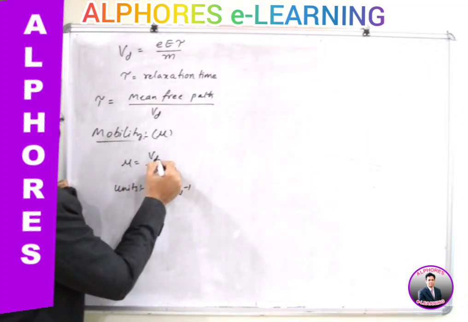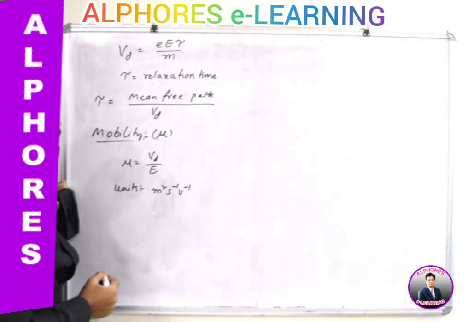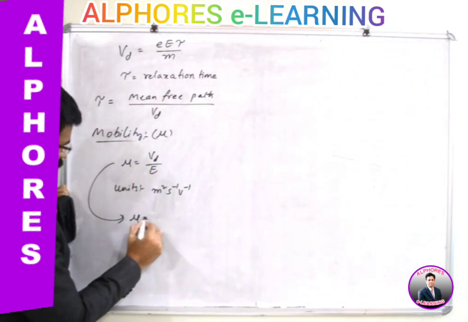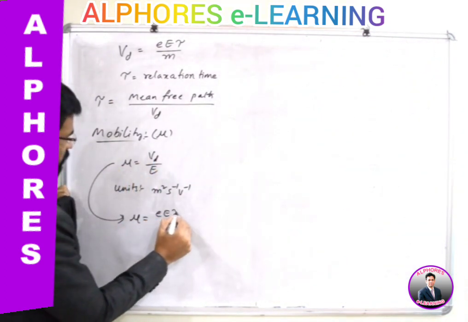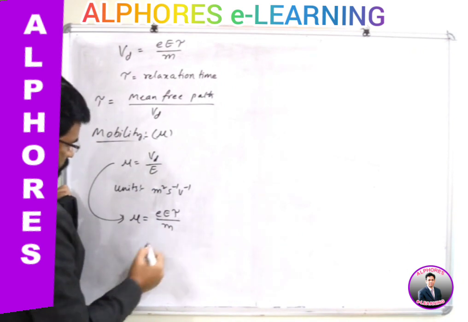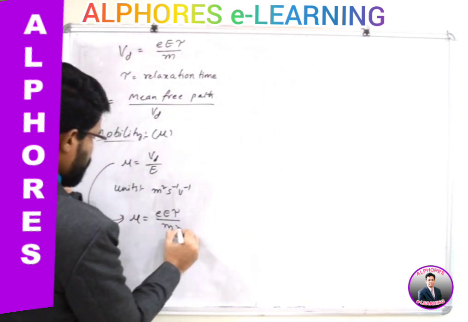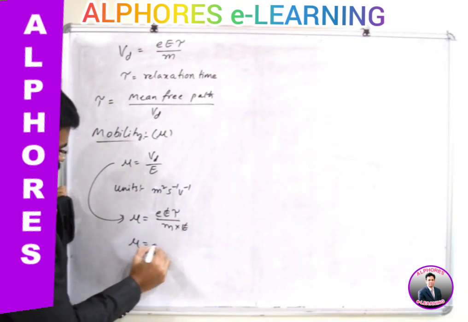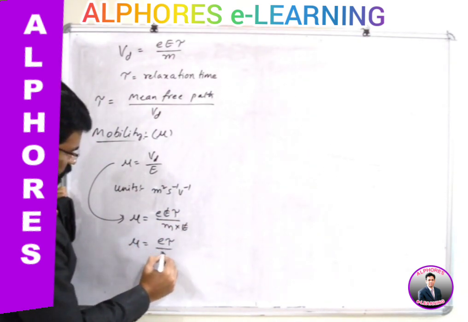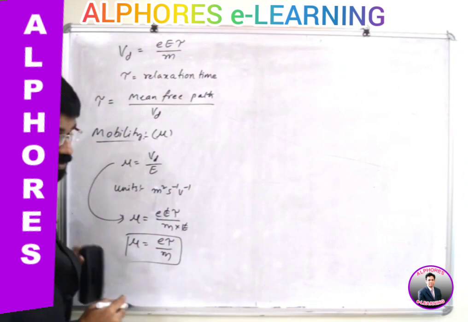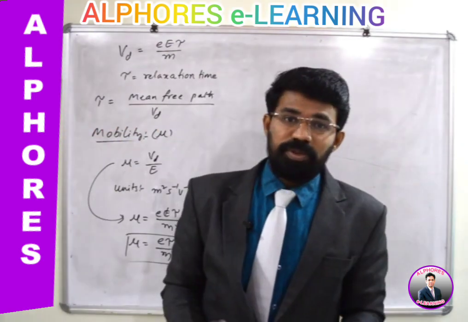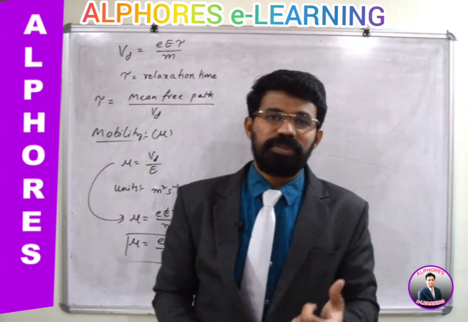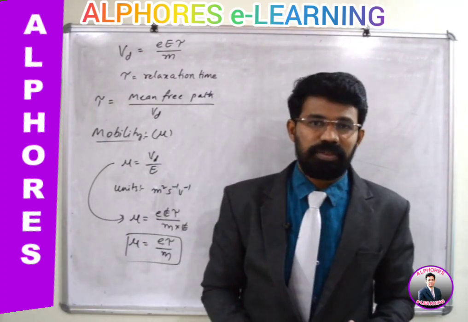Already we know the expression for Vd. What is the expression for Vd? E tau by m. So I am going to replace it here. Then this mobility gets modified like this: E tau by m into E in the denominator, and this E gets cancelled. Finally, mobility can be expressed as e tau by m. We can talk about mobility for electrons as well as, in the semiconductor devices chapter, for holes. Of course, here also we can talk about holes.